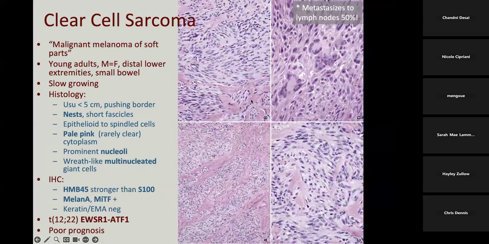Clear cell sarcoma, malignant melanoma of soft parts. So it kind of looks like a melanoma, kind of stains like a melanoma with HMB45 and Melan-A, but S100 not so strong. So that could be a clue as to clear cell sarcoma. These do not have melanoma gene profile, gene mutations. These have EWSR1-ATF1 fusions. High grade, poor prognosis, usually distal extremities or gut of young patients.